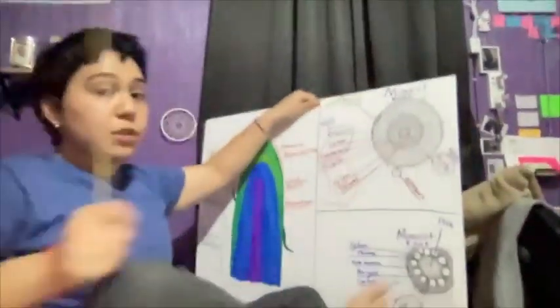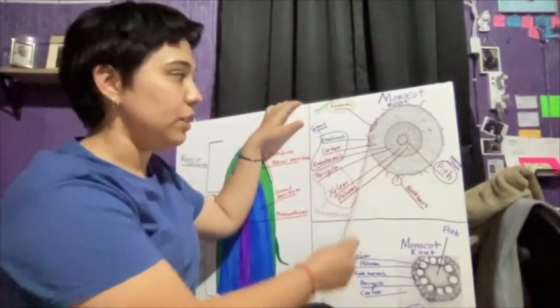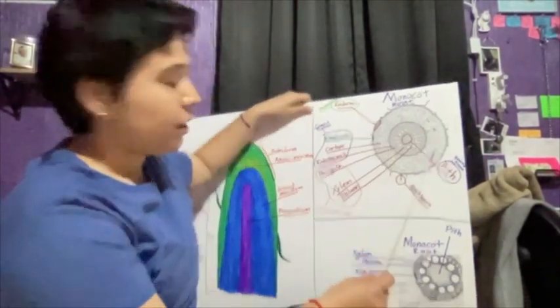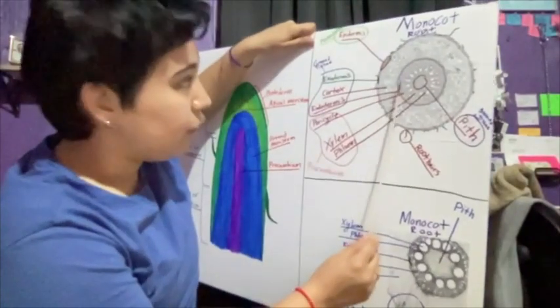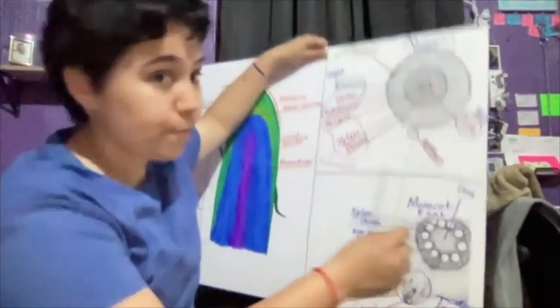And I believe this one is for the third question. This right here is also a monocot root. You can tell, again, from the little circles that make one big circle around the pith.